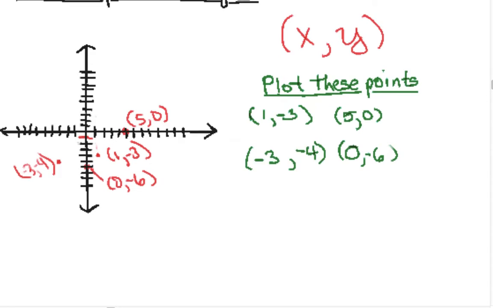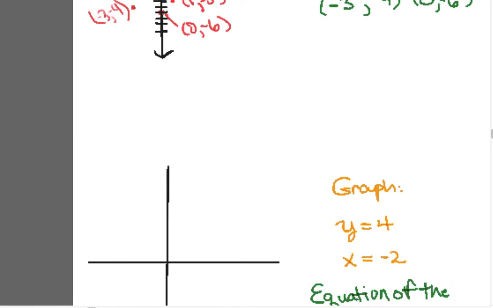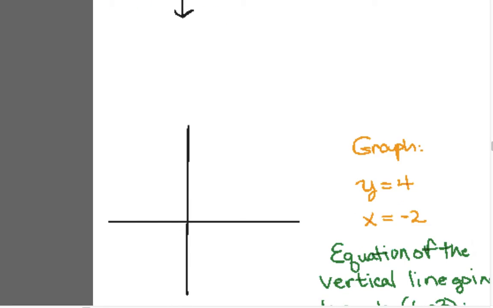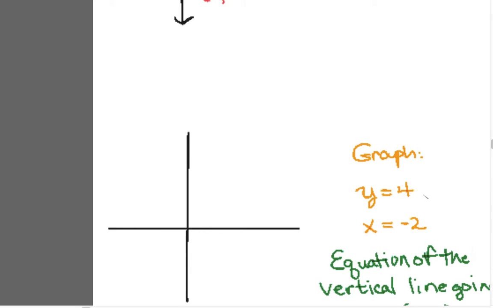Okay, now let's look at some horizontal and vertical lines. Remember, if it's y equals, this is horizontal. Y always equals 4 no matter what x equals. So that would be go up 4, 1, 2, 3, 4. Draw a straight horizontal line, or as straight as you can make it. It's infinite in either direction, and you label it. Y equals 4.